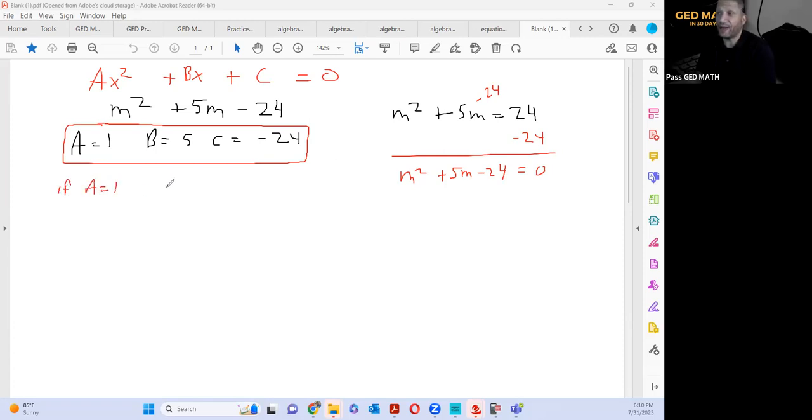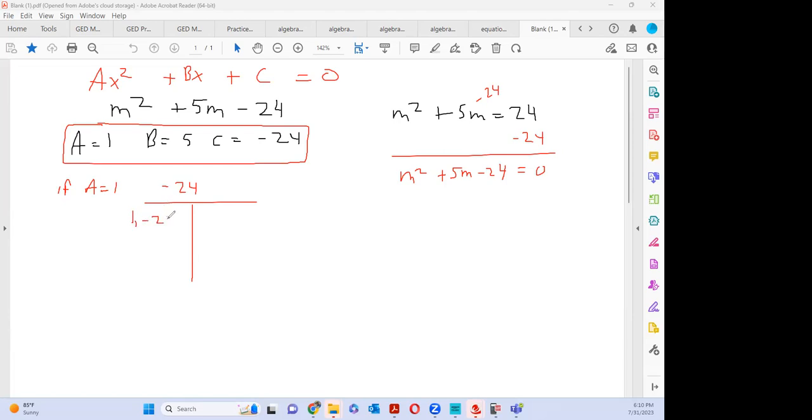The second part is, since A is 1, I want you to find the factor pairs of negative 24. What 2 numbers can you multiply together to get negative 24? I'm going to start with 1. I always start with 1 and I just go up. 1 times what is going to give me negative 24? Negative 24. Okay, the next number in line is 2. 2 times what will give me negative 24? Negative 12.